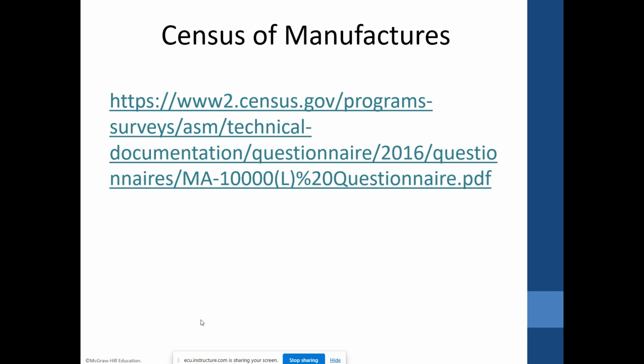Here's a report of organization and annual survey of manufacturers used by the census to calculate GDP. It asks about the value of the final product and the value of all the inputs.